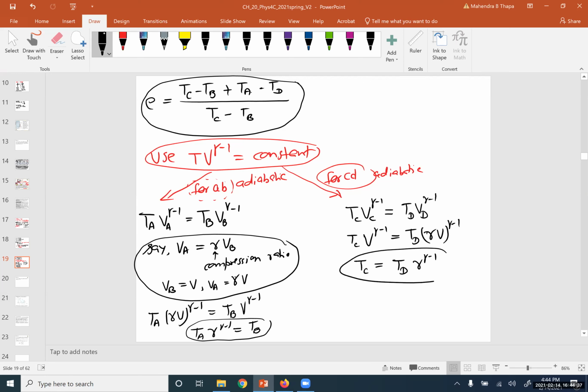So I will be plugging the values of these into that equation. If I use these results, this and that result, and put them over here, then we get some simplification.